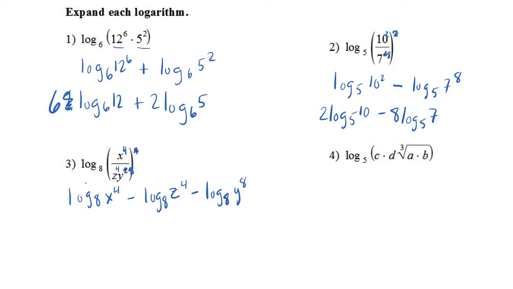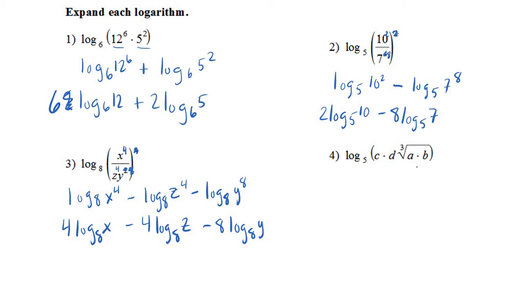Then one last step, bring those exponents out front. So 4 log base 8 of x minus 4 log base 8 of z minus 8 log base 8 of y. Again, hopefully you're seeing the pattern. Hopefully that's kind of making sense. You do a few of these, you can kind of do them a little shorter. I'm trying to show the steps so you feel good about them. Okay, how about this one?